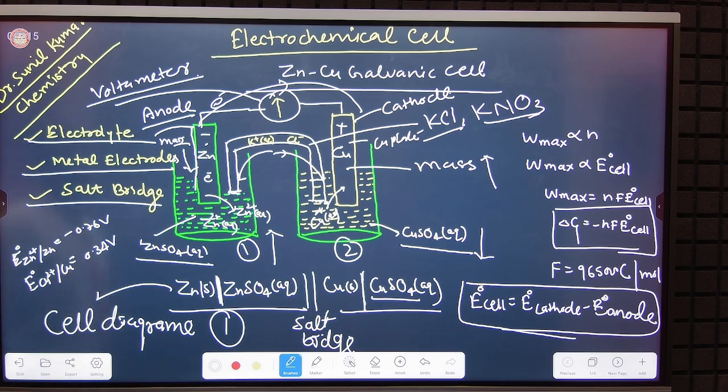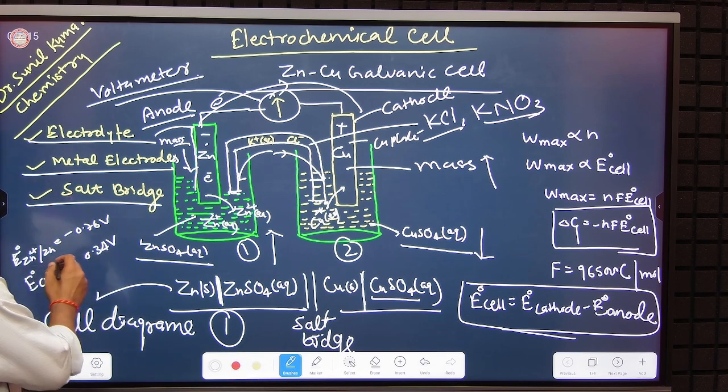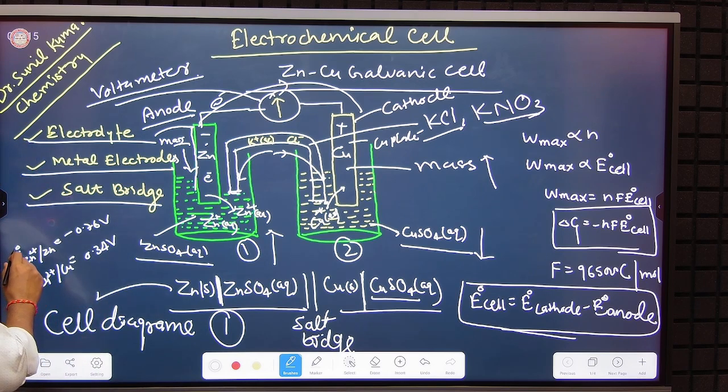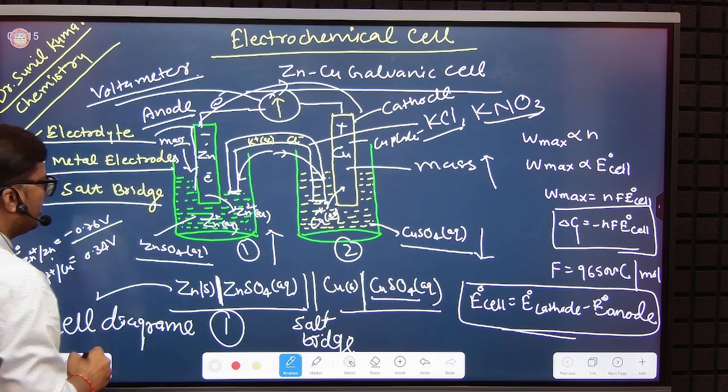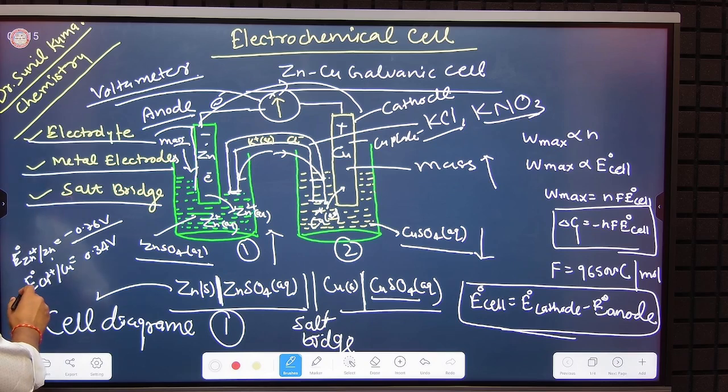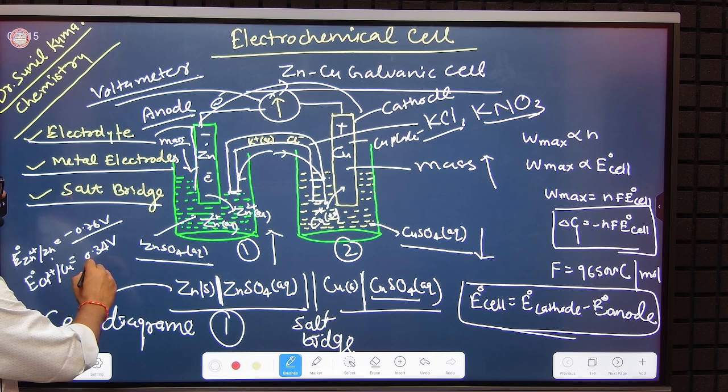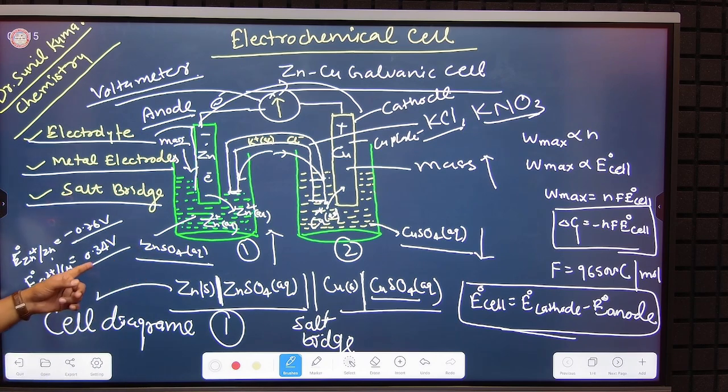Now here, the cell potential is actually E0 of Zn2+ and zinc. Here zinc 2+ is reduced to zinc, so it is a standard reduction potential. E naught stands for standard reduction potential, here minus 0.76 volt. Here the standard reduction potential of copper 2+ to copper is 0.34 volt. So that is a positive sign, here it is a negative sign.